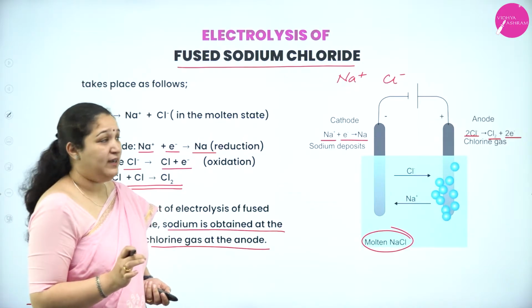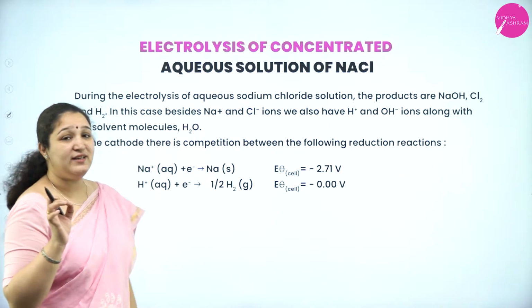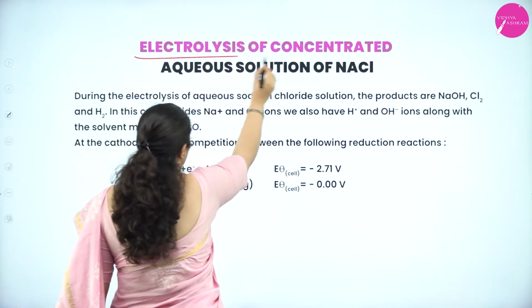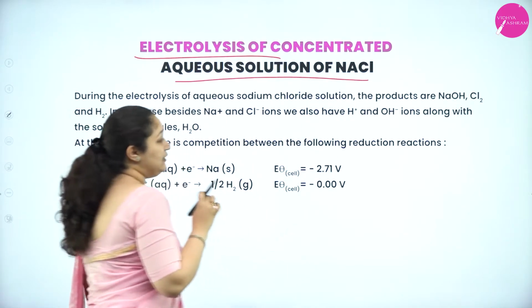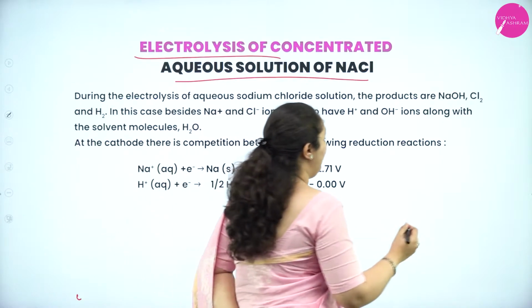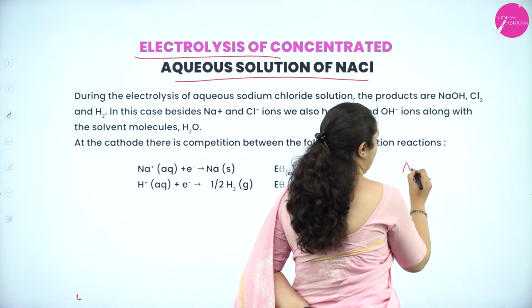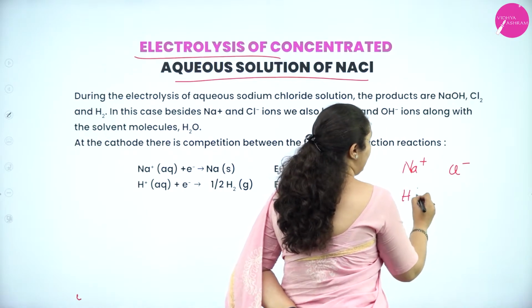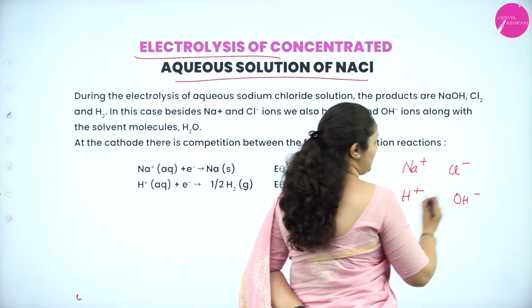Now, if we take a concentrated aqueous solution of NaCl, and if that undergoes electrolysis, then what is happening? Now, for example, you are taking NaCl solution, correct? So, we have Na plus ion, Cl minus ion, H plus ion, OH minus ion.